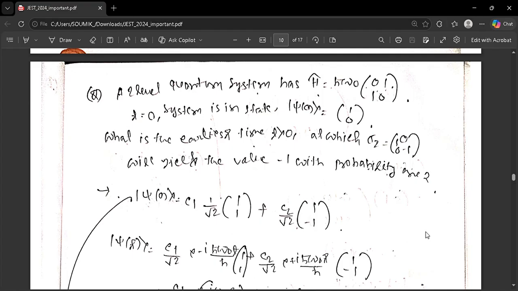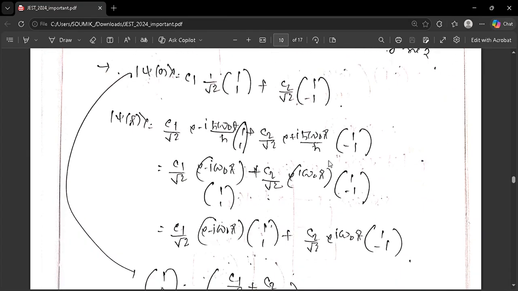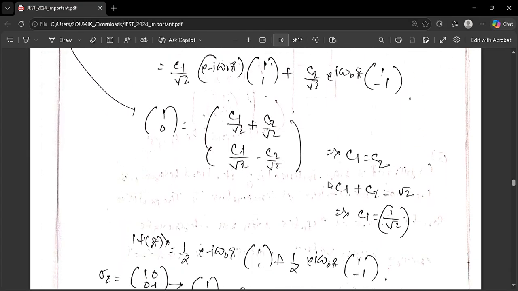Basically, the system is given at t = 0 with an initial state, and we have to find the earliest time at which sigma z, when measured, yields the value -1 with probability 1. Firstly, the initial state we can write down as a linear combination of eigenstates of this Hamiltonian. Then from this equation you can find C1 and C2.